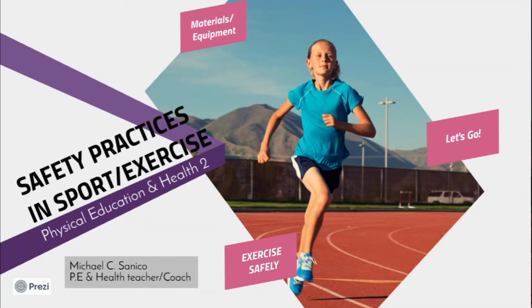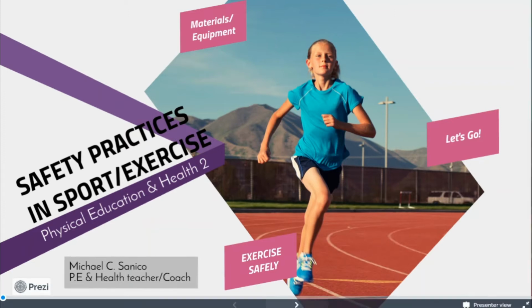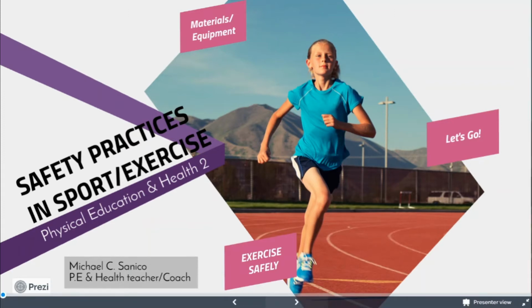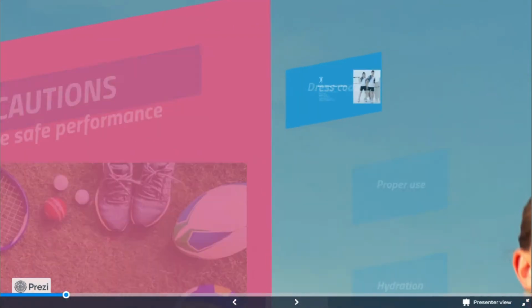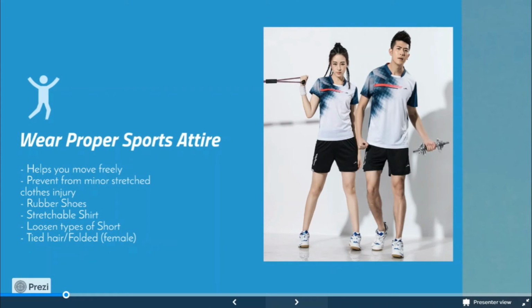In order to understand and determine the safety precautions or safety practices before you perform an activity like sports or exercises, you first need to know the materials and equipment for safety precautions and safety performances. So we have a dress code. Dress code is one of the most common and important things you need to have when you perform exercises or play sports.